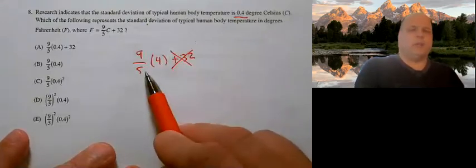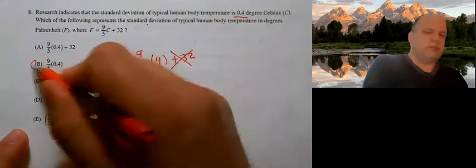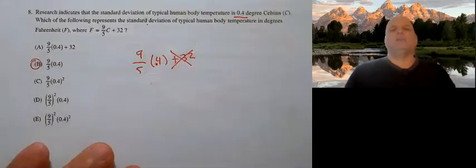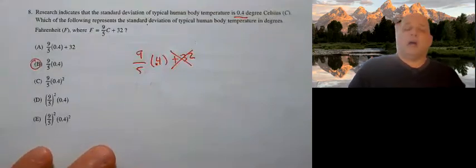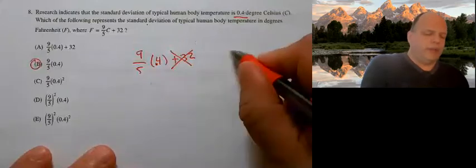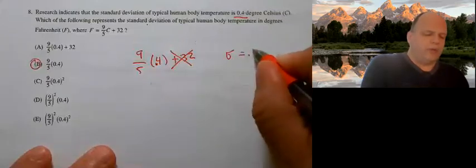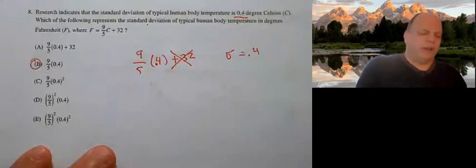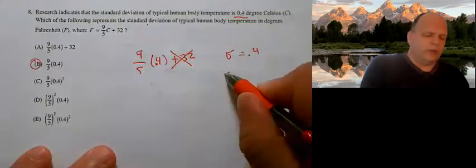So 9/5 times 0.4 is my answer. Now, I'm going to take a moment and talk about variance. This is the standard deviation. Standard deviation equals 0.4. And so if I wanted to do the same thing with the variance, I would just go ahead and square this.